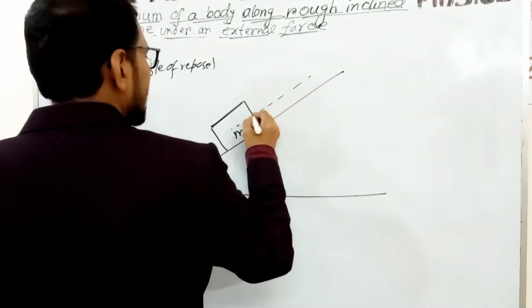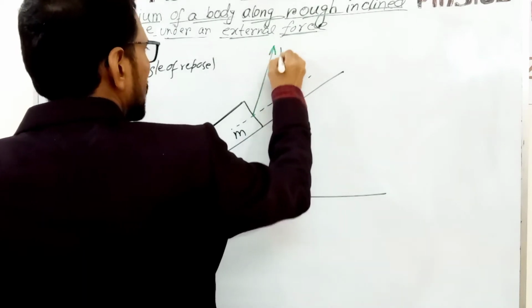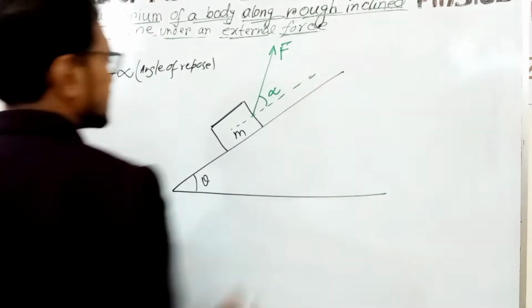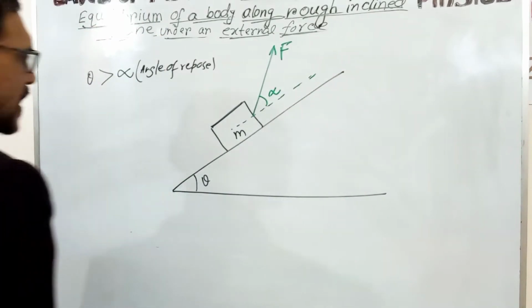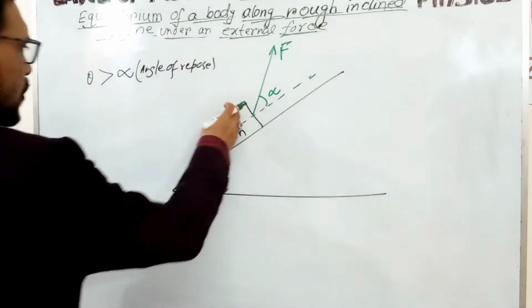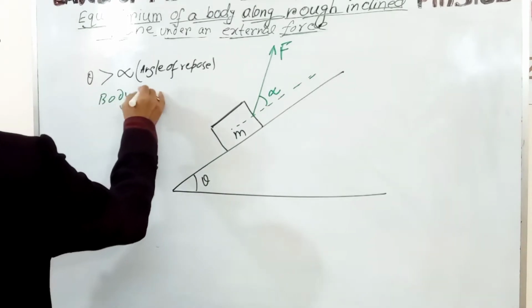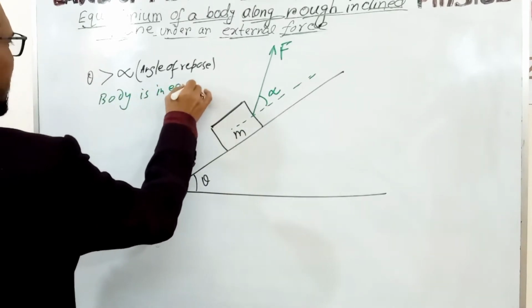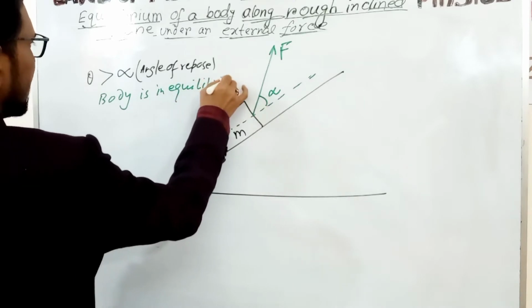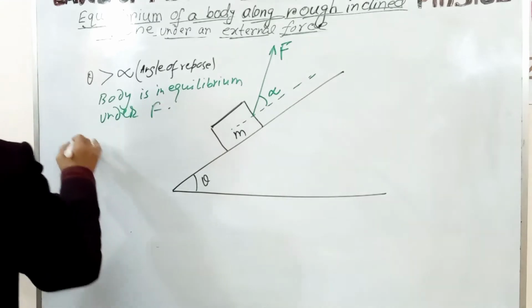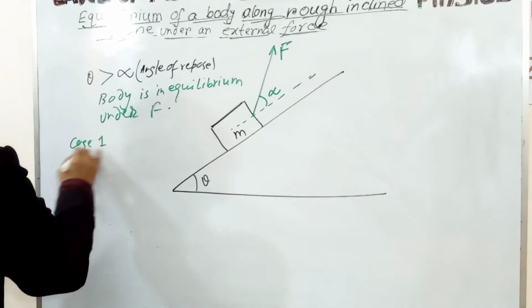Now an external force F acts at an angle alpha with the horizontal direction. What is the force required to keep the body in equilibrium? The body is in equilibrium under F. Now two cases may arise.